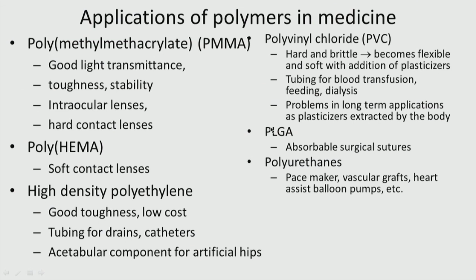PLGA, polylactic glycolic acid, contains two different monomers, lactic acid and glycolic acid, and you produce a polymer with these. We can have different combinations of lactic to glycolic. If I have a very large glycolic content, I can have fast biodegradation. If I have more lactic, I can have slow biodegradation. So we can have different ratios and get different products.